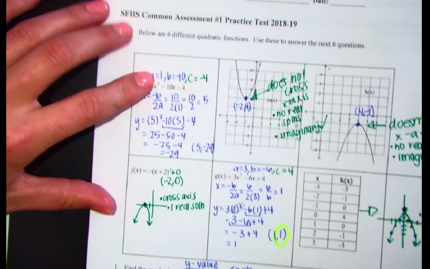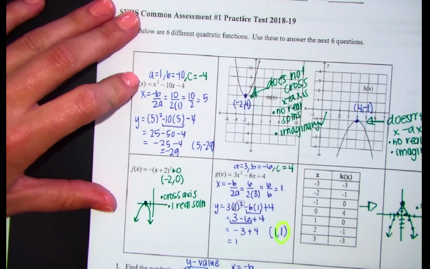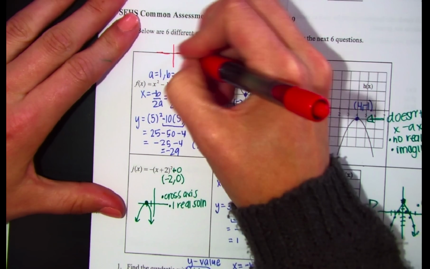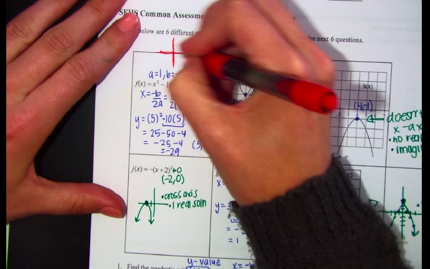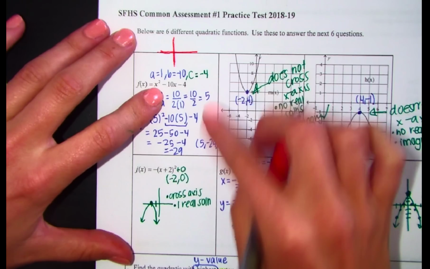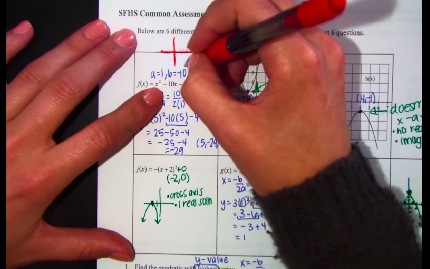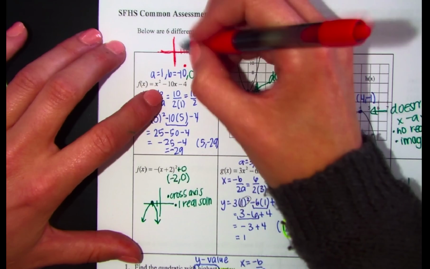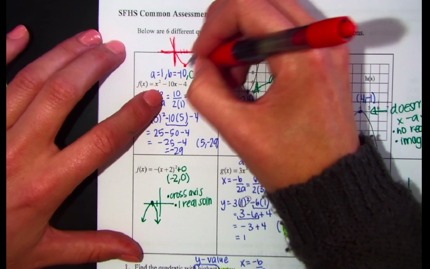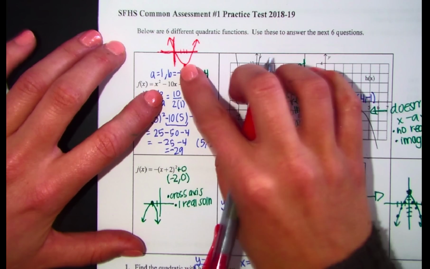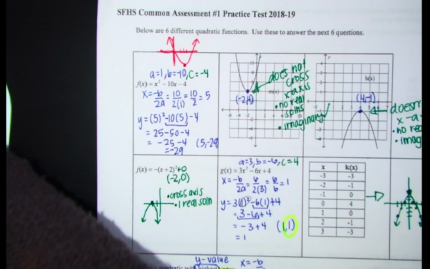F of x, we're going to go back to the front. F of x, if I were to do a quick sketch of this, let me do this in red. If I do a quick sketch of f of x, it would look like this. This is my x and y axis. This would have a vertex at 5, negative 29, so way down here. And it opens up because of the positive a value. So if I did a quick sketch, this is not what they're looking for because it doesn't open down. It opens up. So f of x is not going to be what I'm choosing.